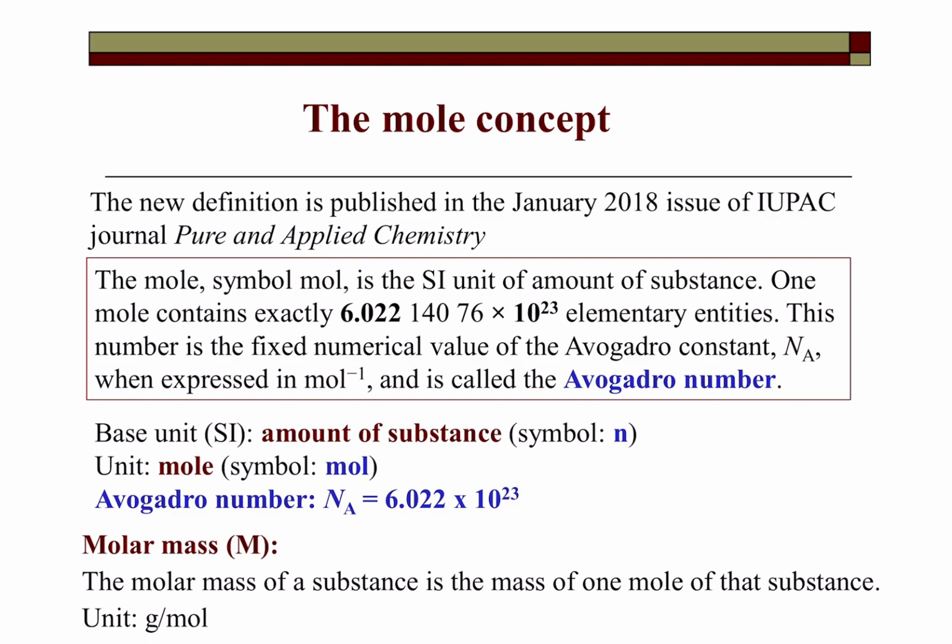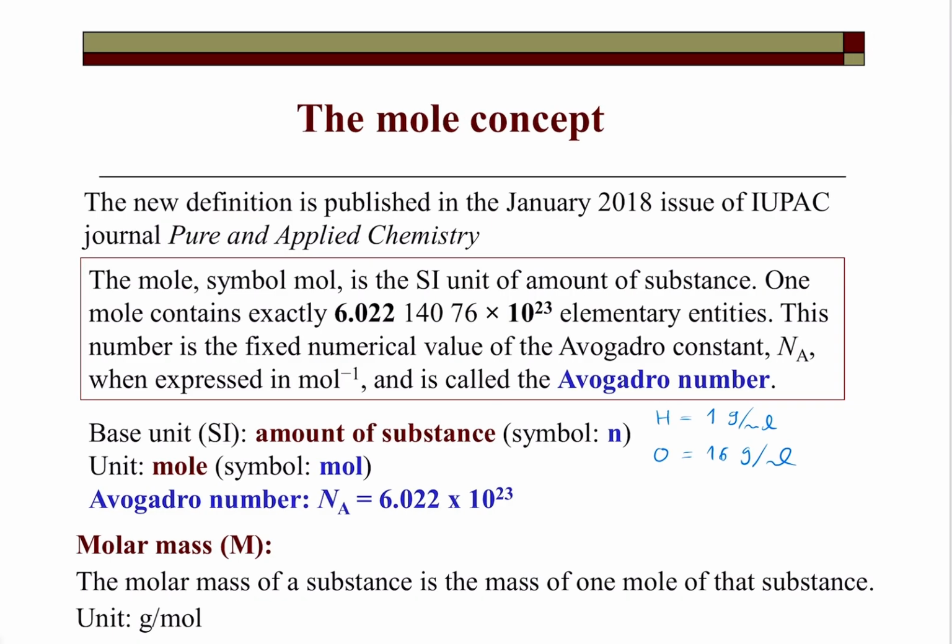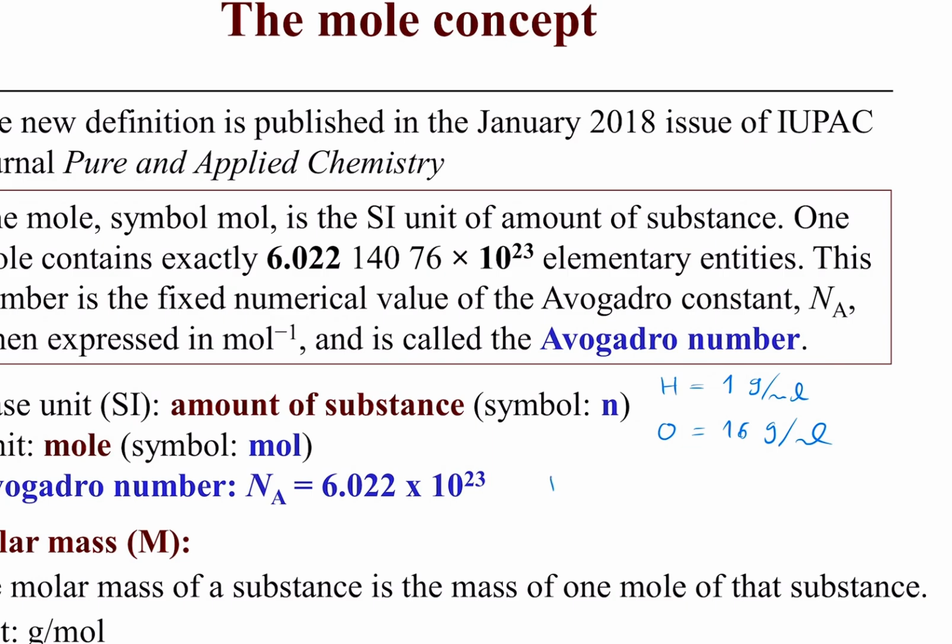For example, we have hydrogen. Atomic mass is 1 gram per mole. Oxygen is 16 gram per mole. Then water, molecular mass is 16 plus 2, which is 18 gram per mole.